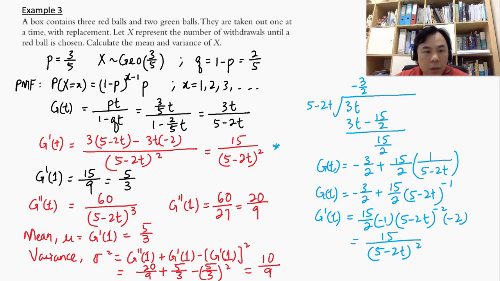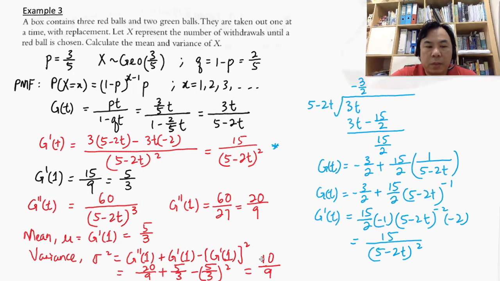Just let me check that very quickly before I summarize that. There is 20 over 9 plus 15 over 9 minus 25 over 9 there. So therefore, I have negative 10, 10. Yeah, correct. All right, so that is the answer for the variance there. Now, I hope that is clear. I'm going to move on to the next example shortly.